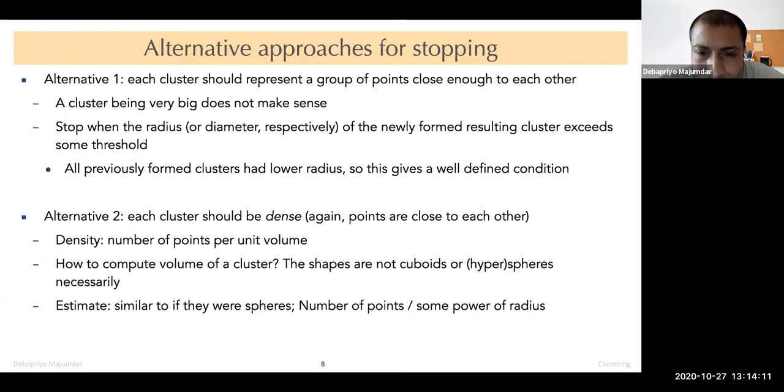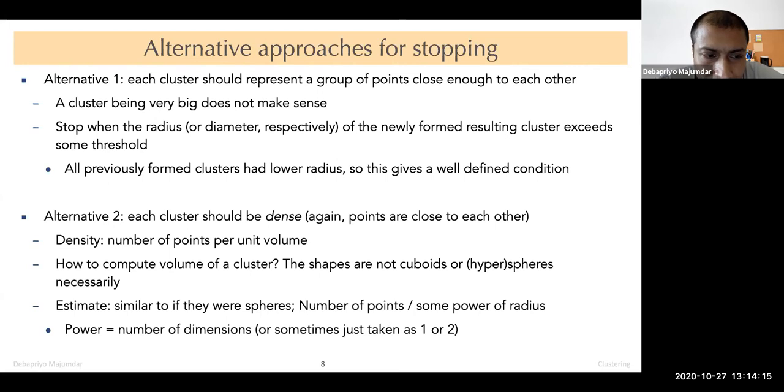R is the radius. And that's what we do. Number of points by some power of radius. And what power of radius? Ideally, the power of radius should be the number of dimensions. If it is a 2 dimensional case, it is pi r square, right? So some r square. The pi is not important because you are only taking relative density, right? So the constant factors are not important. If it's 3 dimensional, it should be r cube. Whatever the number of dimensions, that should be the power.